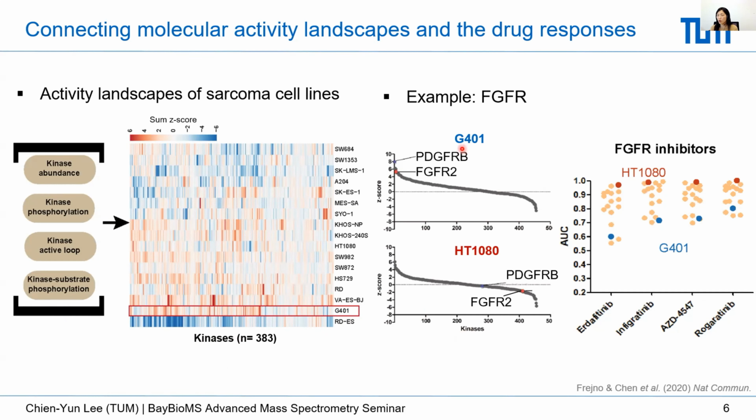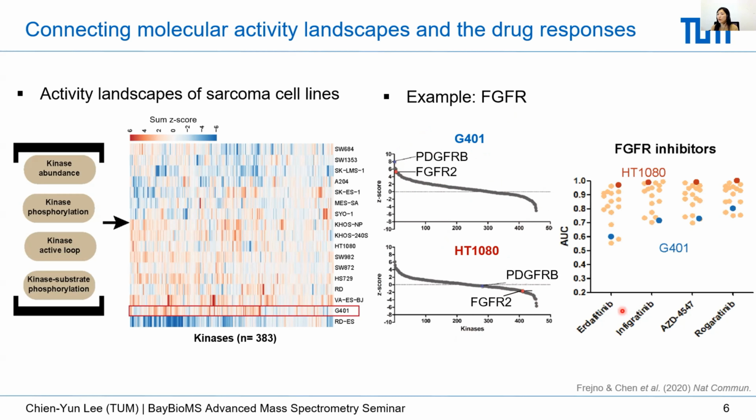For example, when we look at FGFR inhibitors as an example, we have G401, which is a rhabdoid cell line. When we rank all the kinases from high to low, we find that PDGFR beta and FGFR2 both have very high scores. Compared to the other fibrosarcoma cells, they have relatively low, below 0, activity scores for these two kinases.